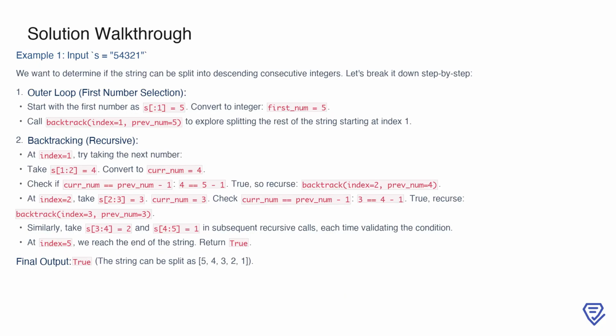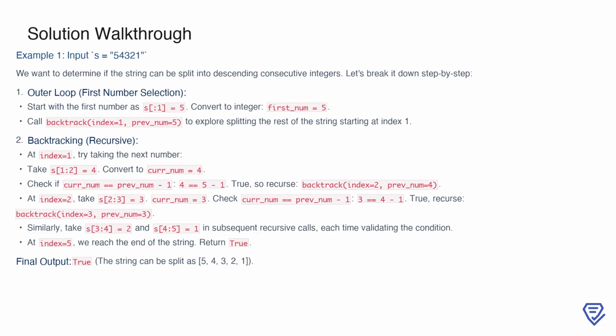To determine if the string 54321 can be split into descending consecutive integers, we begin by selecting the first number. In our outer loop, we take the first digit, which is 5, and convert it into an integer. This becomes our first number. Now, we initiate the backtracking process, starting at index 1, with the previous number set to 5. The goal is to recursively explore if the remaining part of the string can form a valid sequence.